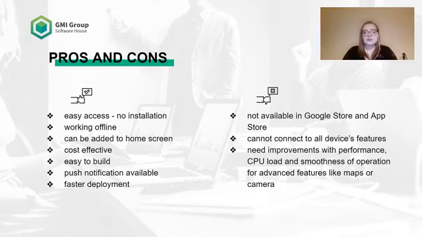And also, this type of app needs some improvements with the performance, CPU load, and smoothness of operation for features like maps and camera. Basically, if you add more advanced features, it will not be as easy and nice to use as the other apps. So if you have an easy app to do, you may do it as a progressive app. But if you want to do some additional features that will use device features, you need to think about our next types.